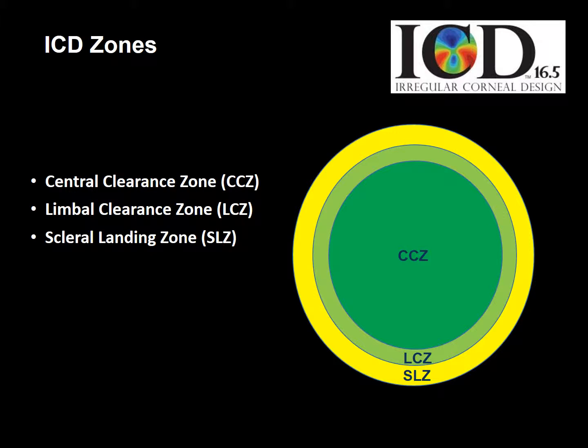The ICD lens has three main zones. The CCZ, or the central clearance zone, is the central part of the lens. The LCZ, or limbal clearance zone, is the mid-peripheral area over the limbus. And the scleral landing zone, or SLZ, is the part of the lens which lands on the sclera. All can be adjusted to fit your eye accordingly.